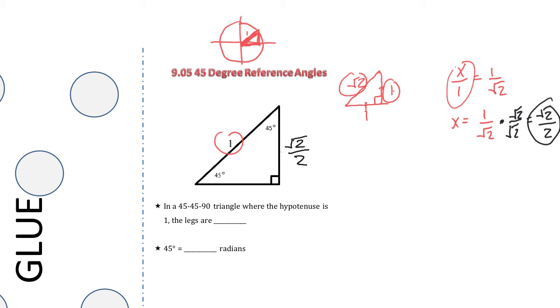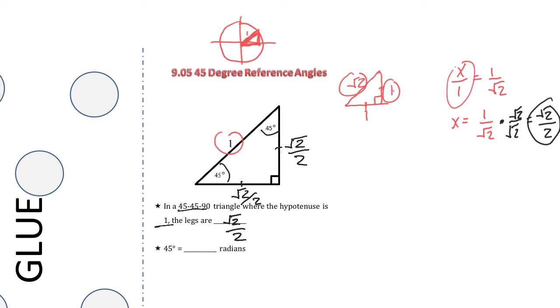And then since this is a 45-degree angle, and this is a 45-degree angle, we know these two sides are the same. So this is also square root of 2 over 2. So in a 45, 45, 90 triangle, where the hypotenuse is 1, the legs are always square root of 2 over 2.